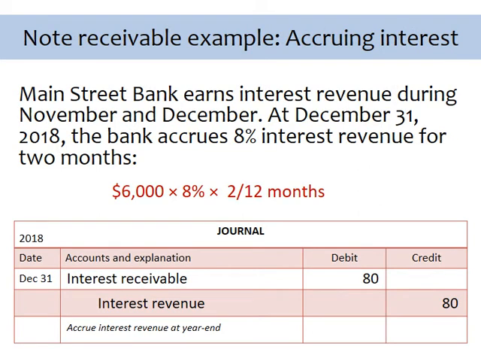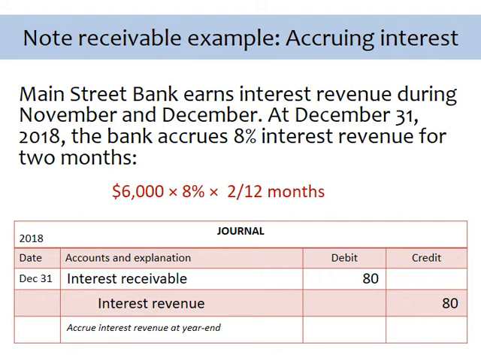Next in our example, Main Street Bank earns interest revenue during November and December. At December 31st, 2018, the bank accrues 8% interest revenue for 2 months, $6,000 times 8% times 2 divided by 12 months, which is equal to $80. We make the adjustment of 2 divided by 12 because the bank has had the note receivable outstanding for 2 months, November and December. The note was made October 31st, and the first date does not count.